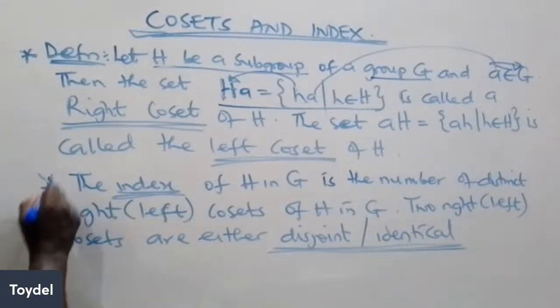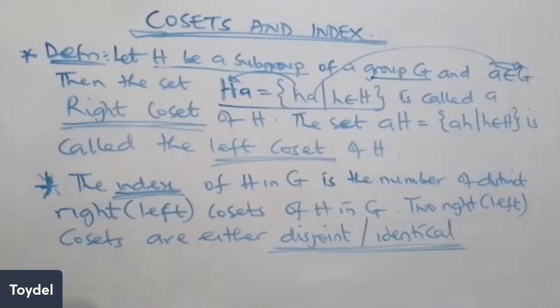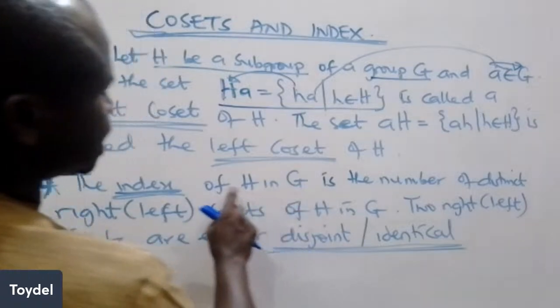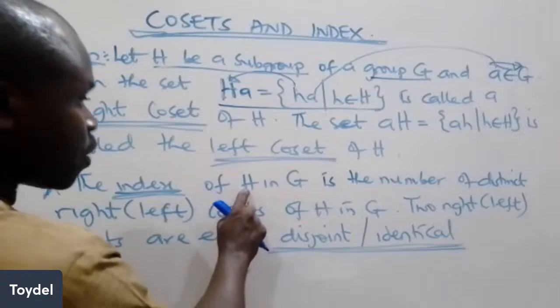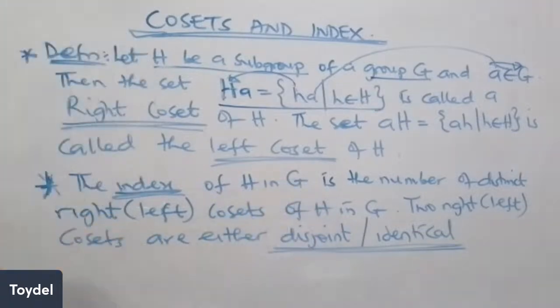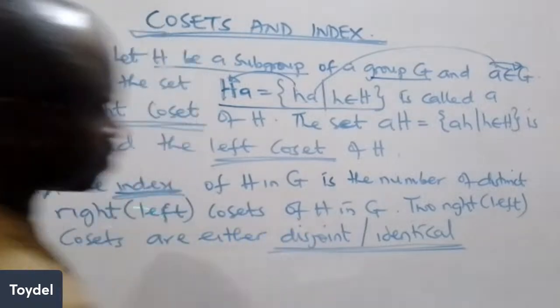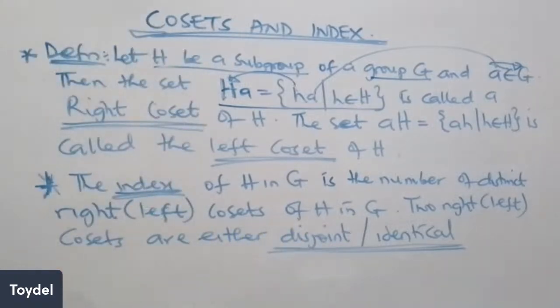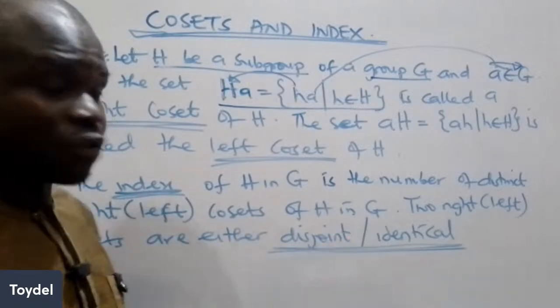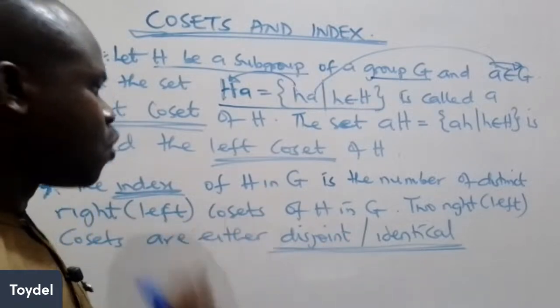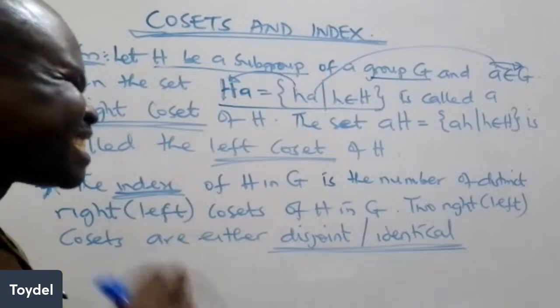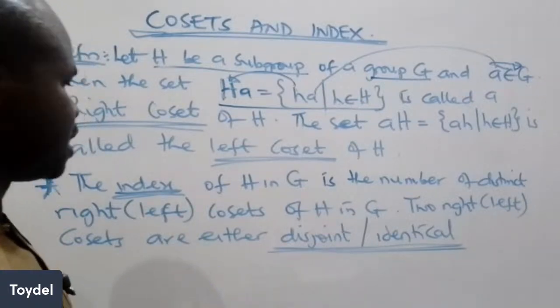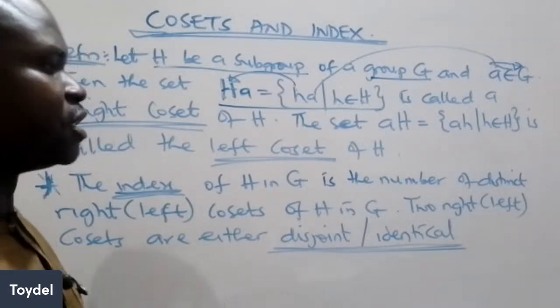Then there's this other concept that we define, which is called the index. How do you find the index of H? The index of H in G, that is the index of the subgroup in the group, is the number of distinct right or left cosets of H in G. That is, when we find the cosets, either left or right, then from there we can know the index when we have the number of distinct cosets of H in G.